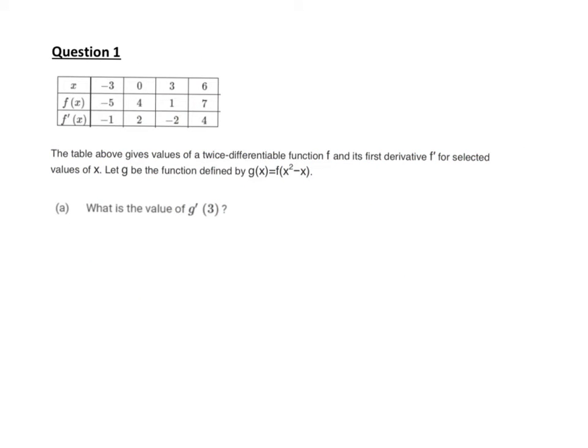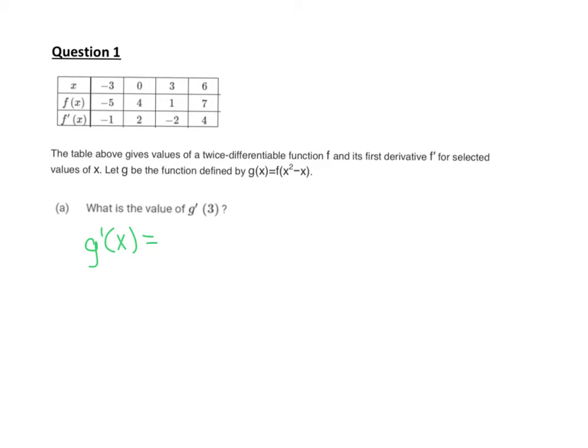This is a really common AP question. There's a very good chance you'll get something like this. I have a table. I know that g of x is a composite function. I need to find the value of g prime of 3. Before I can find g prime of 3, I need to find g prime of x. I need to evaluate that.